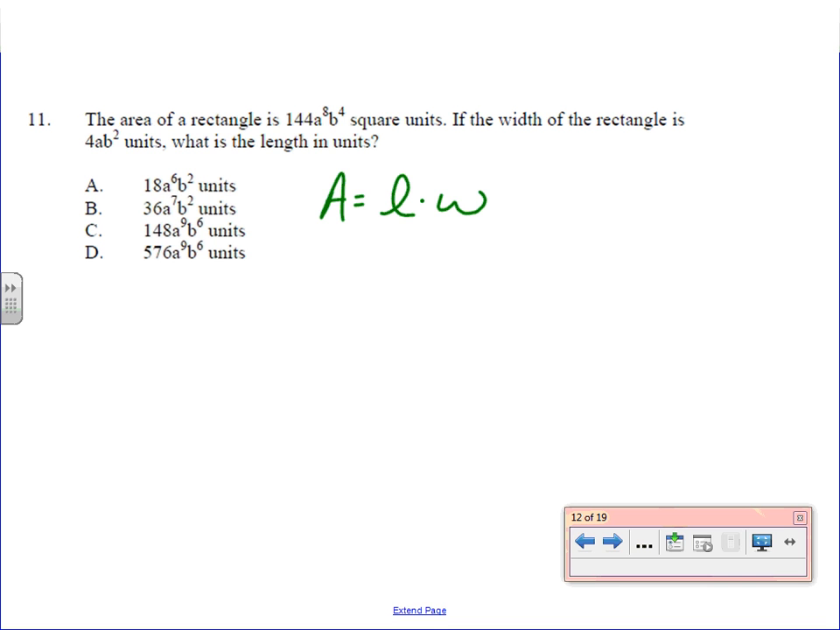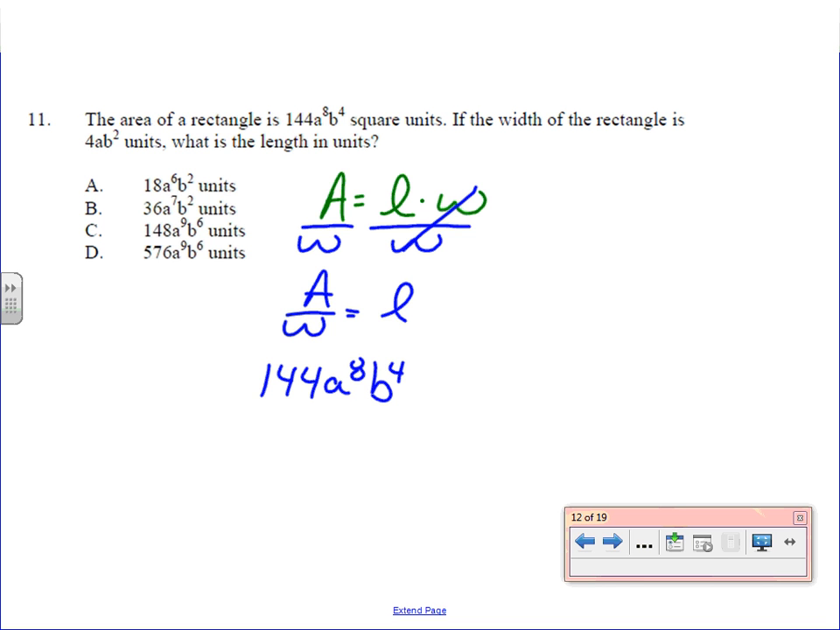So if I want to find the length, what I'm going to need to do is divide the area by the width. If I divide the area by the width, that should give me the length. So that's what I'm going to do. I'm going to take my area, 144 a to the 8th, b to the 4th, and we're going to divide it by the width, which is 4ab squared. Let's see what we get.